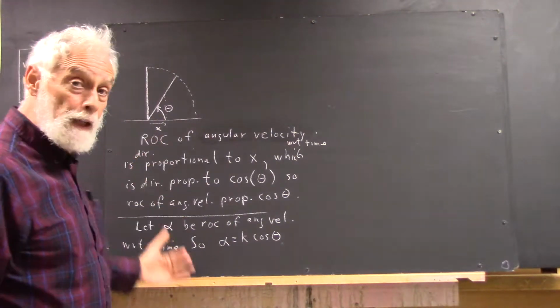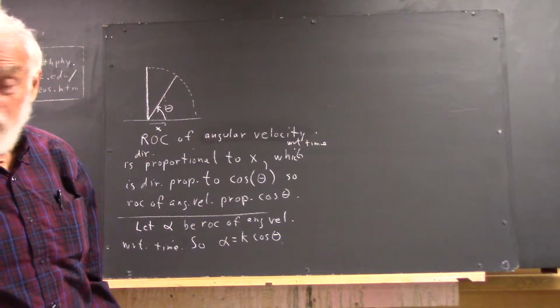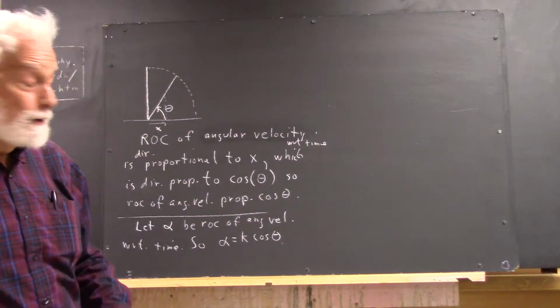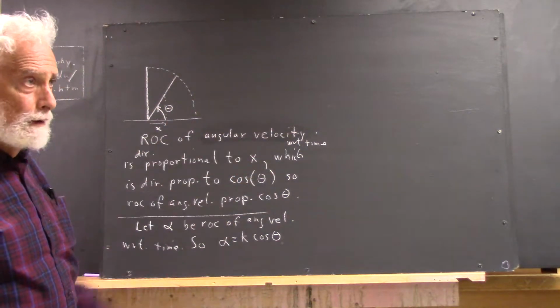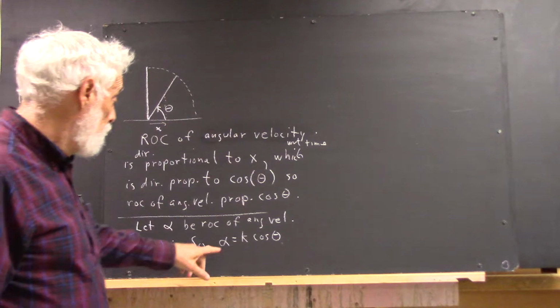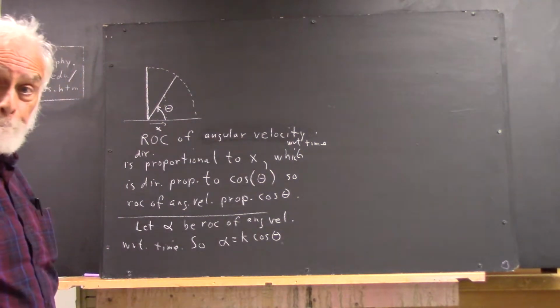Now that's just a little background. I haven't explained the physics, but I've given you a picture here that leads to the physics explanation. And we're not learning the physics, but I'll give you a little idea of it just so you have a context. Okay, so alpha equals K cosine theta.